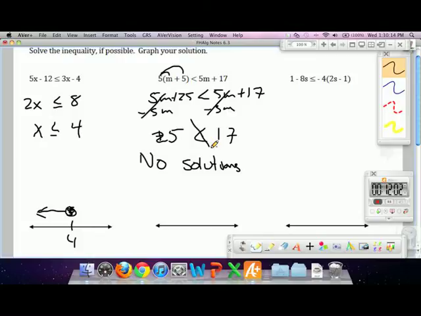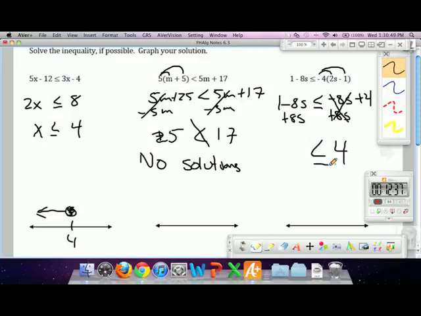Versus our second example, well, we'll get something kind of similar. If I distribute negative 4, you get 1 minus 8s is less than or equal to negative 4 times 2s, which is negative 8s. Negative 4 times negative 1 is positive 4. Let's get the s's all on one side. If I add 8s to both sides, negative 8s plus 8s is 0. Negative 8s plus 8s is also 0. And you're left with this expression.